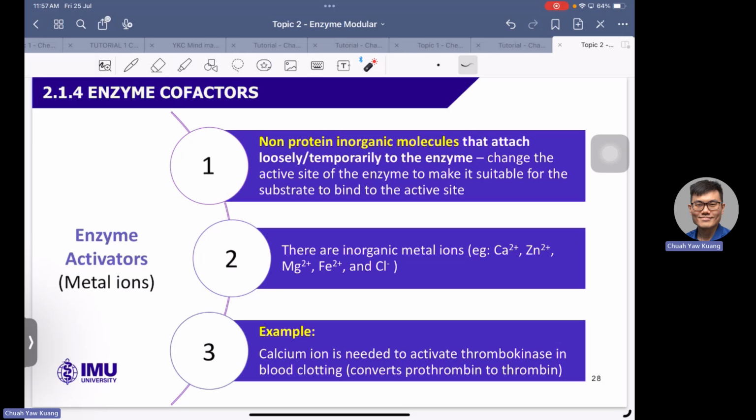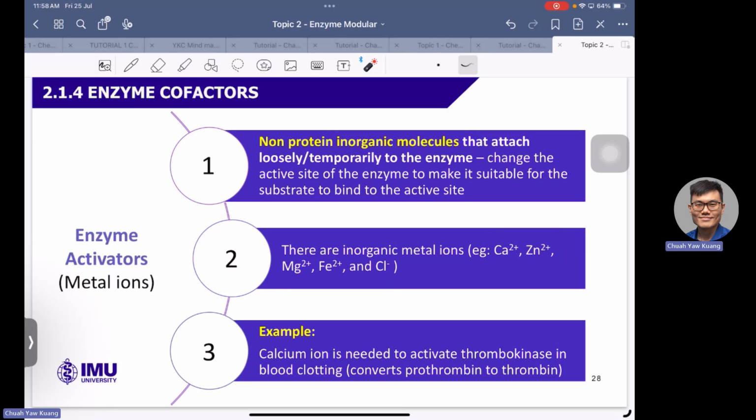So there are three types. The first one is the enzyme activator. Enzyme activators are normally metal ions, but of course there are some other ions also. The enzyme activators are non-protein. The apoenzyme is the protein, and it binds with this enzyme activator, which is a non-protein inorganic molecule. Most of the time, they are ions. In our body, most of the enzymes that need an enzyme activator need ions.